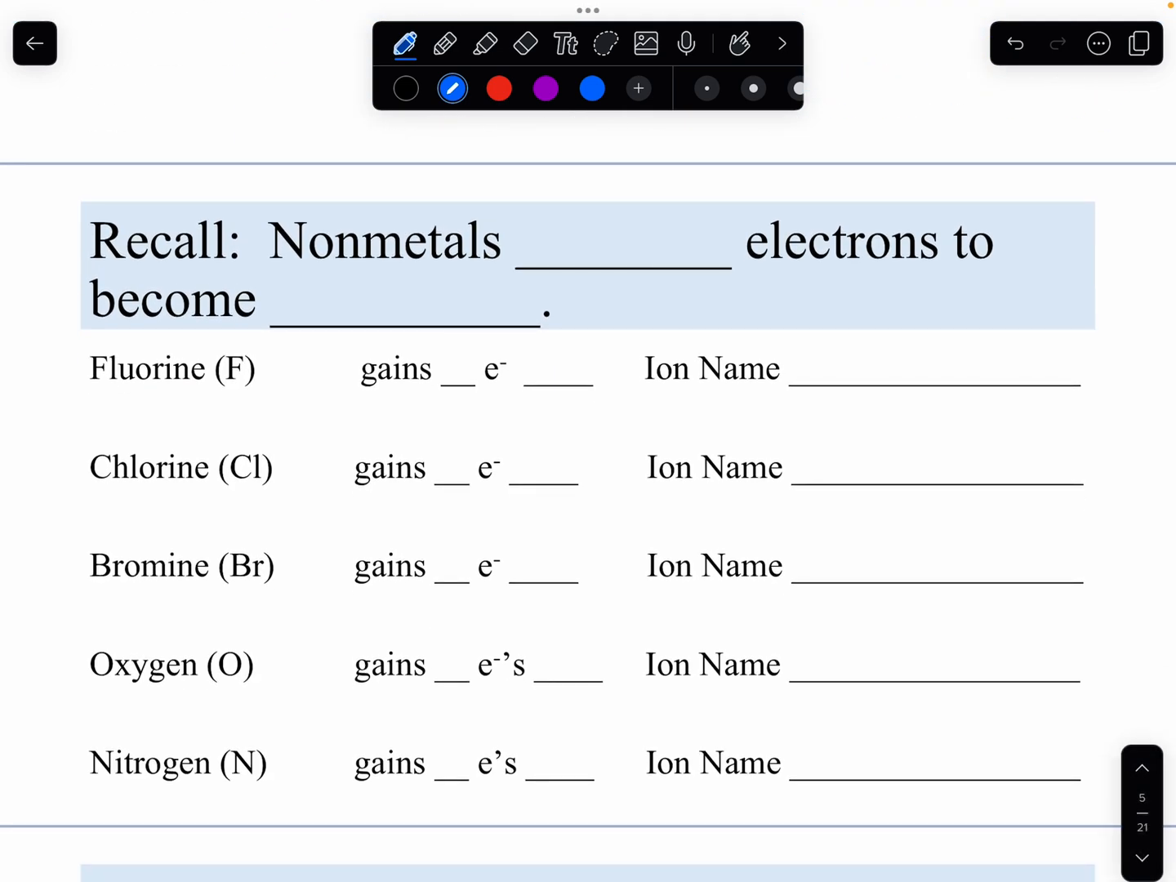Now, we're going to talk about nonmetals. Nonmetals actually gain the electrons lost by the metals, and they become anions, we call them. So anything with a negative charge is called an anion. And we can use those same column numbers to figure out how many electrons are gained. So fluorine, F, let's go ahead and look. We're looking at F, Cl, Br at this point.